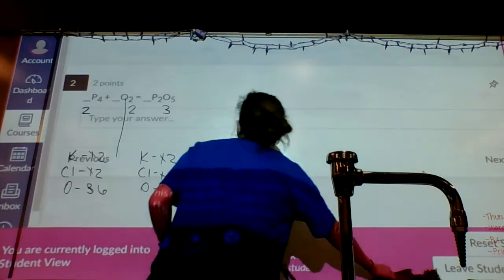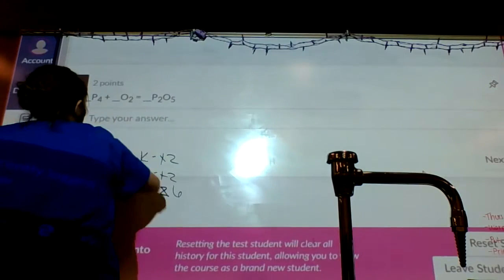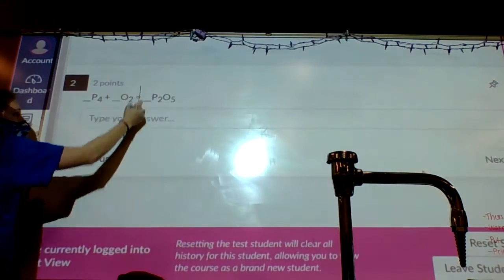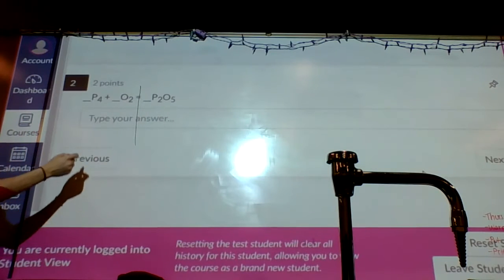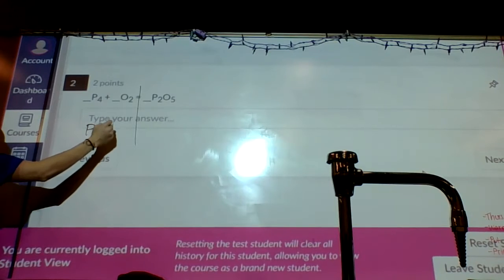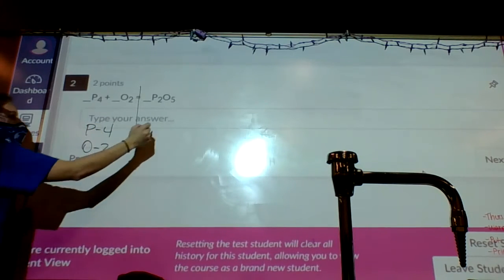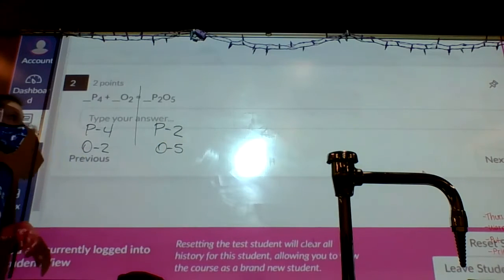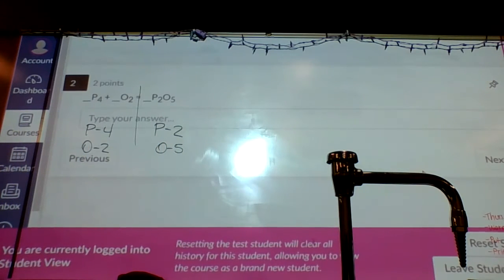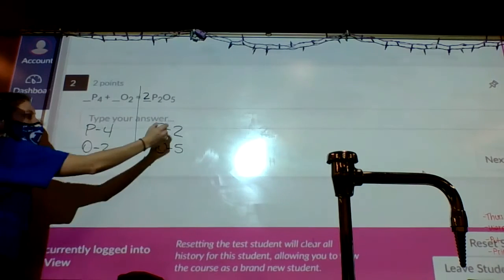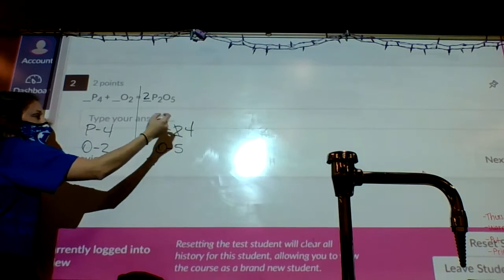P4 plus O2 yields P2O5. All right. 1, 1, 1. Draw my line. We'll do this right here. P4, O2, P2O5. Okay. What would you do here? Put the 2 on the product side. Now what? And then we'll change it. How many oxygens do I have?